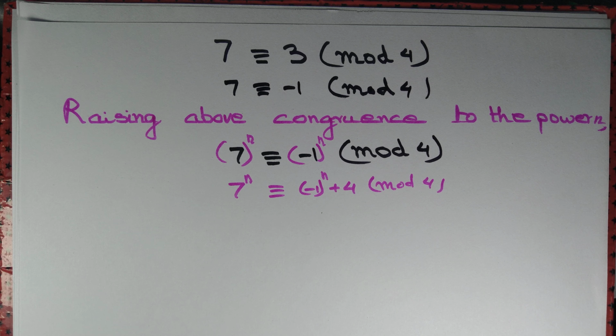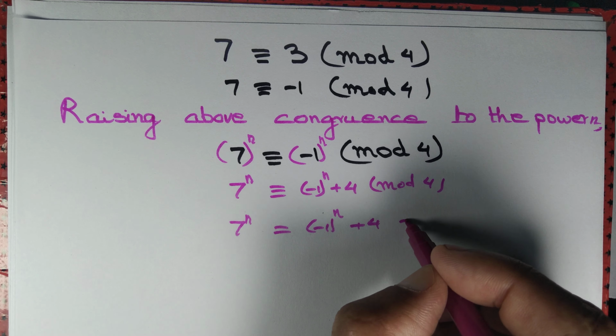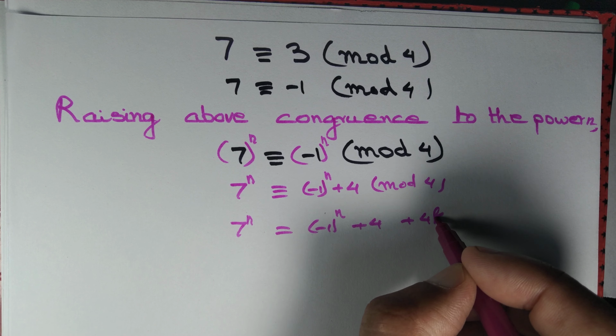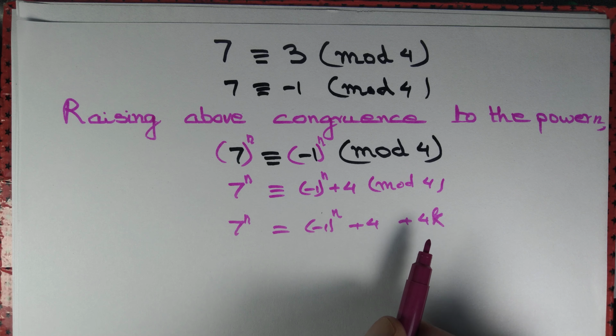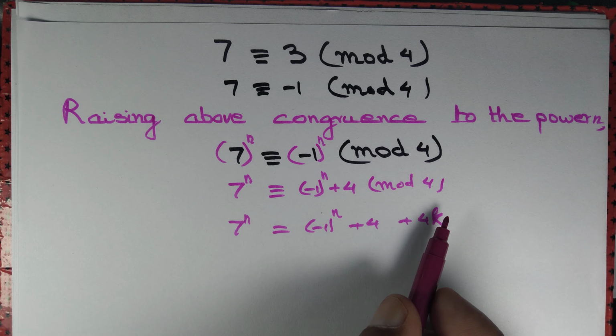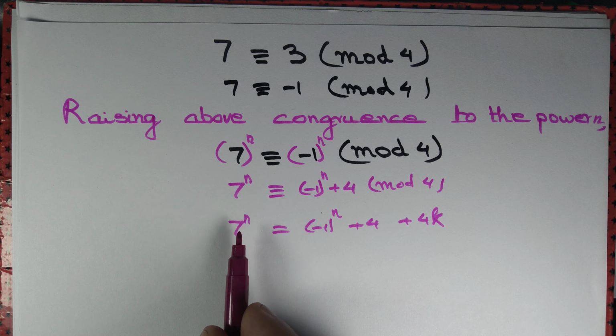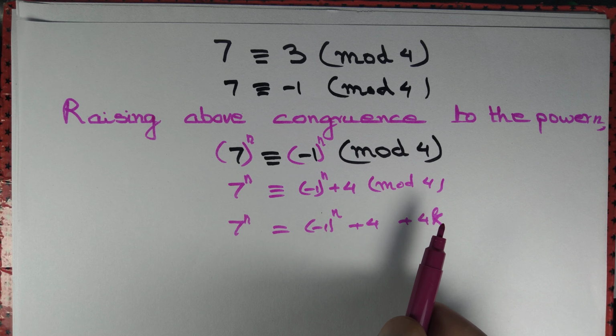Further from here, we can write that 7 to the power n equals minus 1 to the power n plus 4 plus 4 times k. Okay, remainder: your divisor is 4, and divisor into quotient plus remainder gives you the dividend. So 4 into k, with k the quotient. Observe that k has to be a positive integer.